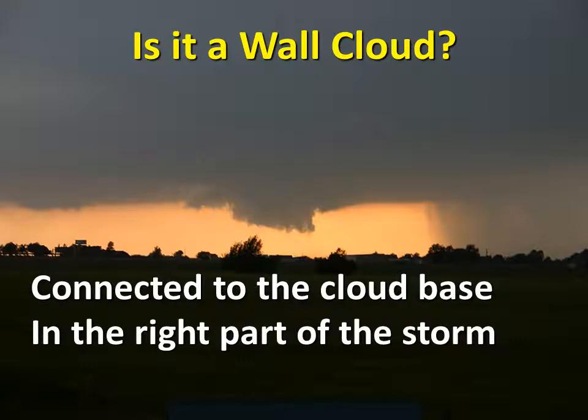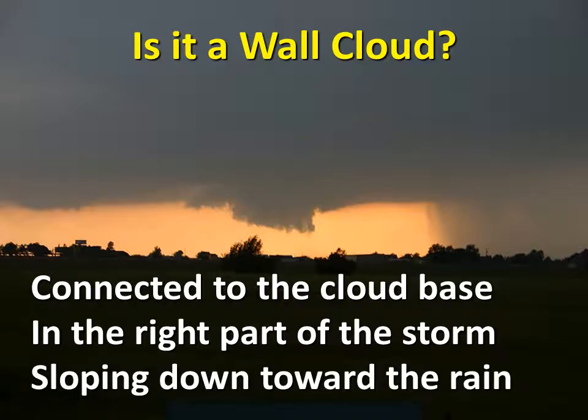Is it in the right part of the storm? Remember, wall clouds usually form in the action area, where the updraft and the downdraft are close together. Is it sloping down toward the rain? Not all wall clouds will do this, but this can be a sign that the cloud you're looking at is associated with a strong updraft and is ingesting cool, rainy air from the downdraft area. If you don't answer yes to all three questions, it's probably not a wall cloud, but things can change quickly, so you might want to keep an eye on it to see how it changes over time.